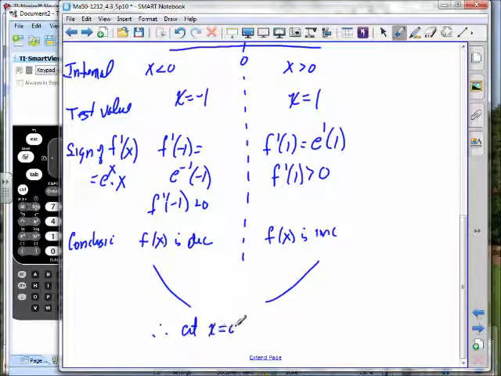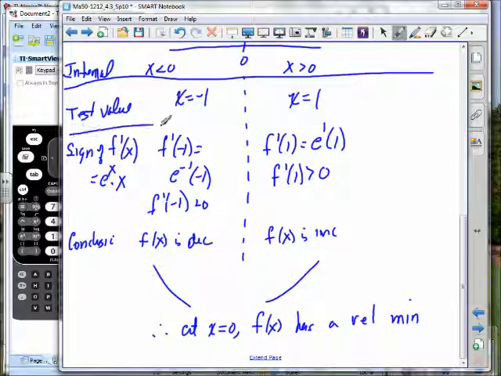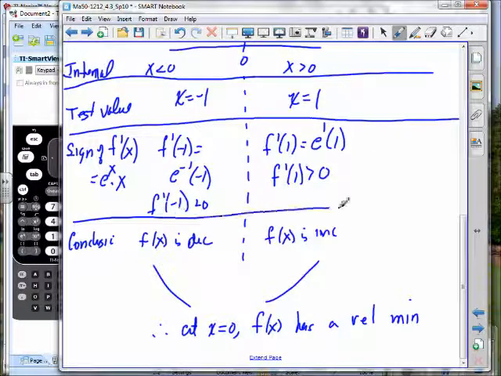At x equaling 0, f of x has a relative minimum. Okay? That's the sign chart. We have an interval that we determine. We look at a test value. We determine the sign of the derivative, and then we draw our conclusion.